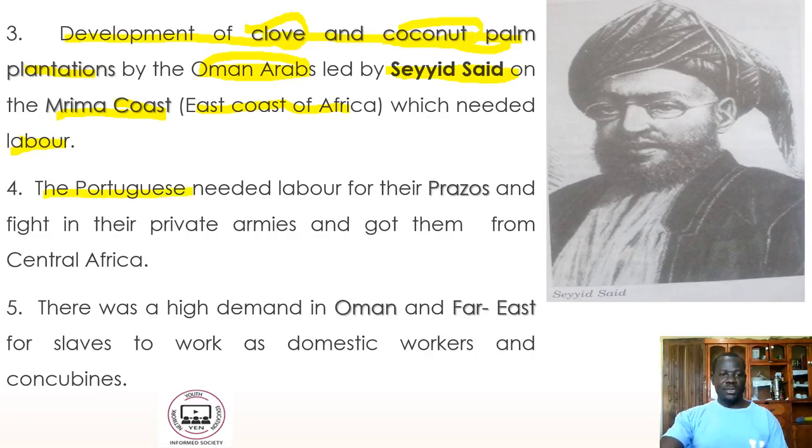Also, the Portuguese needed labor for their prazos. Remember the prazos when we were looking at the Portuguese factor. They needed people to work in their farms, and they also needed them to fight in their private armies so that they could dominate and acquire more areas, and they got them from Central Africa. And also there was high demand in Oman and the Far East for slaves taken to work as domestic workers and concubines for women.